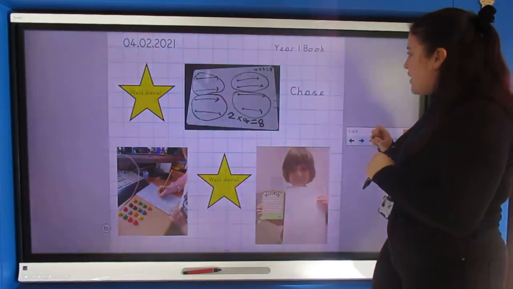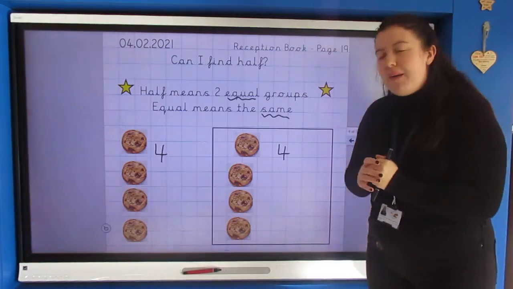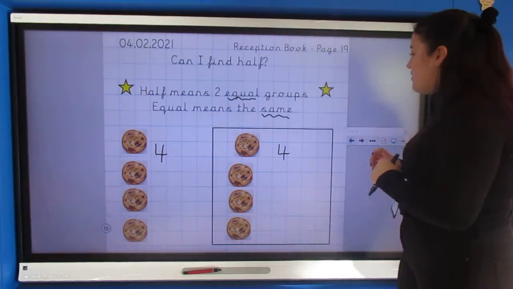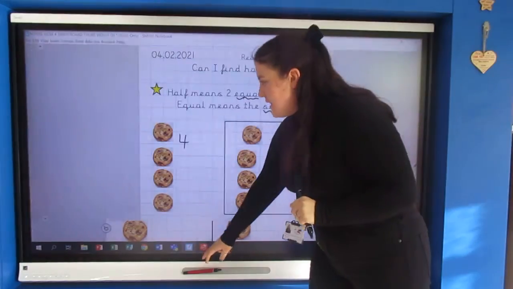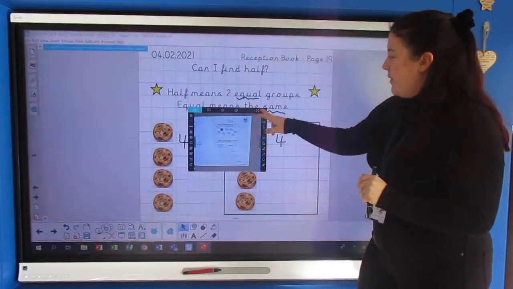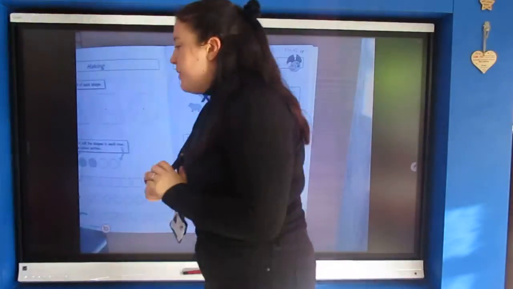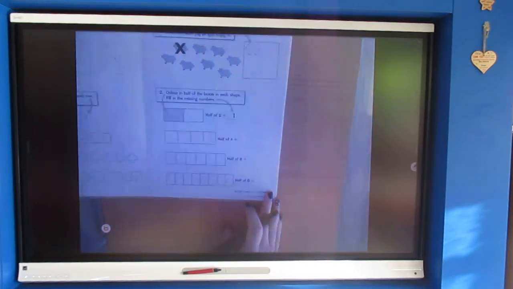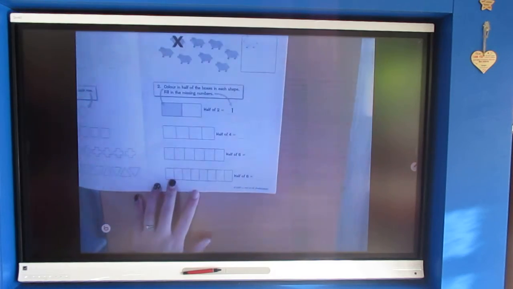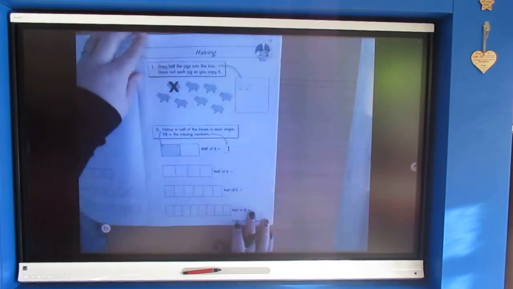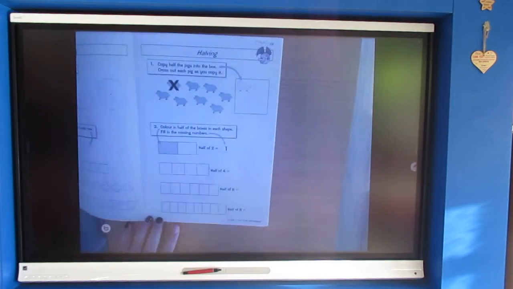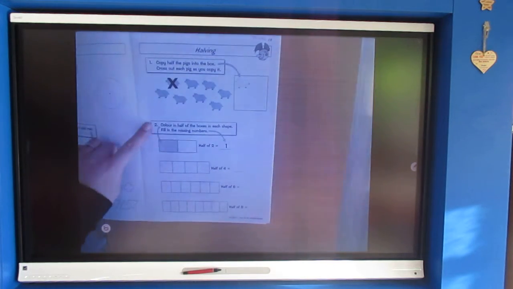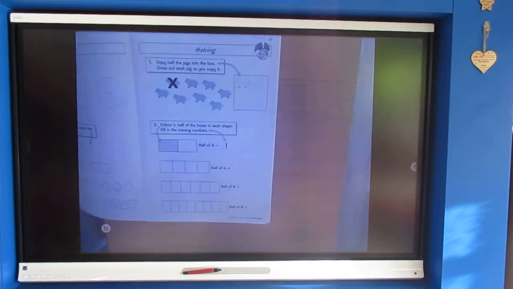Okay, I'll just go back a slide, because before I move on to the Year 1 learning, I'm going to show you, if you've got the reception booklet, your activity for today. Okay, so like I said before, you are looking for page 19 in your workbook. What you've got to do today is continue halving your numbers. And we've got 2 questions to do, and I'd like you to do both of them, please.